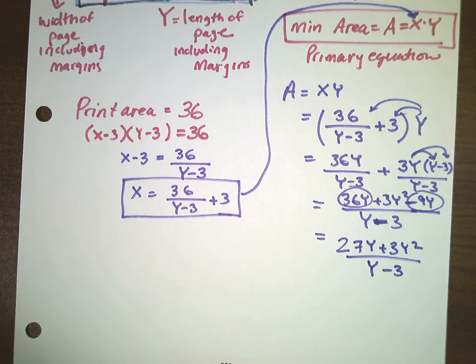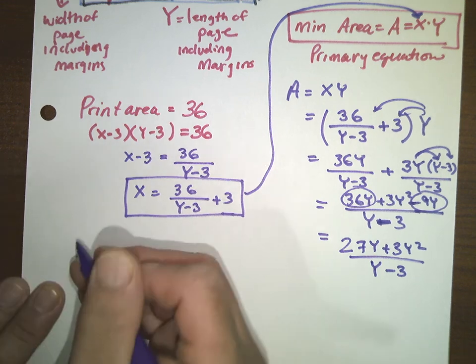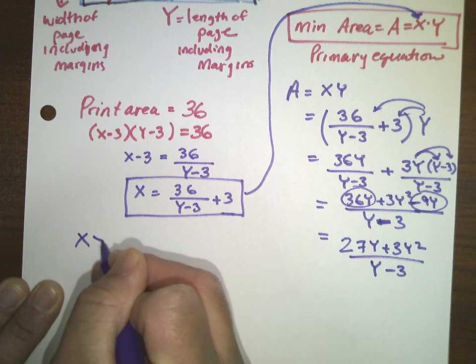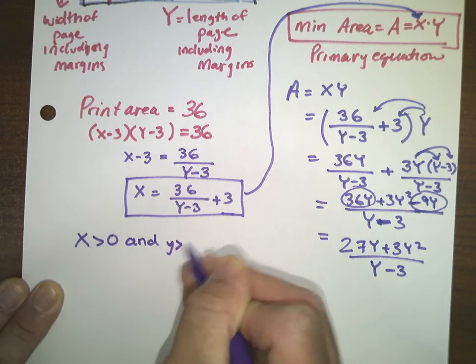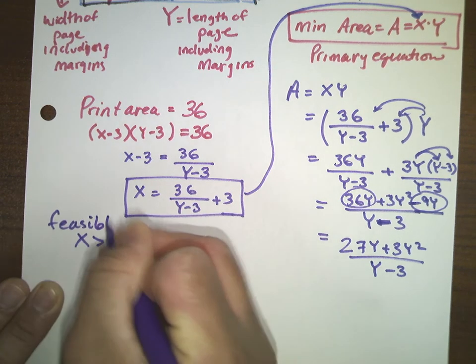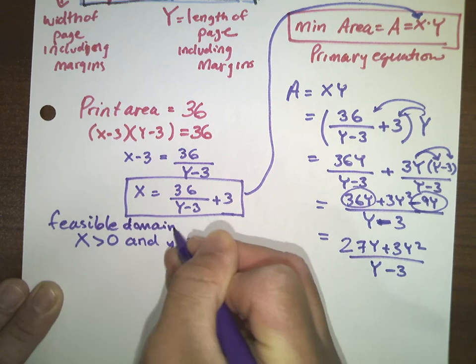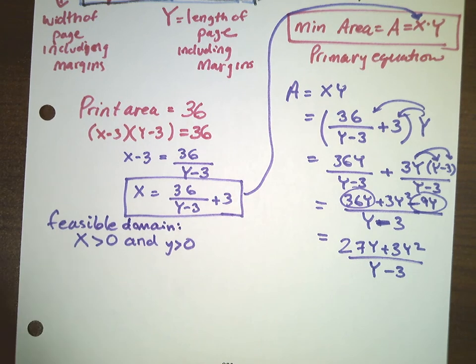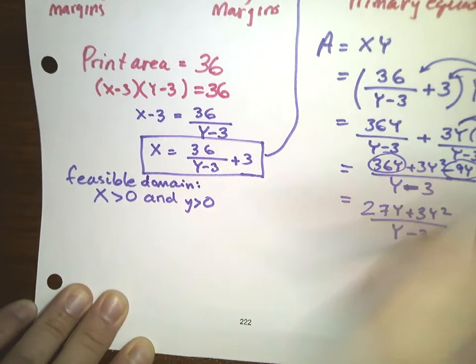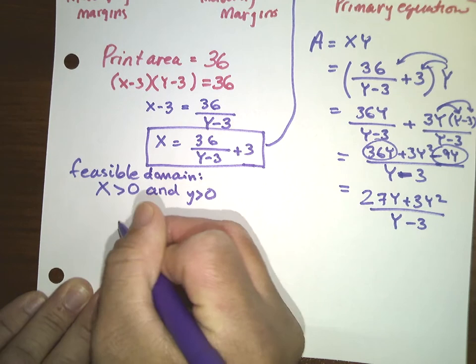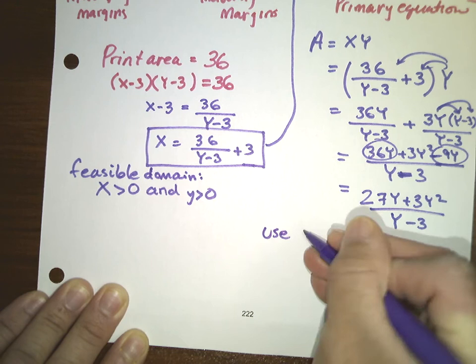Now, before I go into finding the maximum and the minimum, just remember that x has to be greater than 0 and y has to be greater than 0. So that's our feasible domain; we don't want any x or y values that are going to be negative here. All right, so now let's go ahead and find the derivative. We need to use the quotient rule.